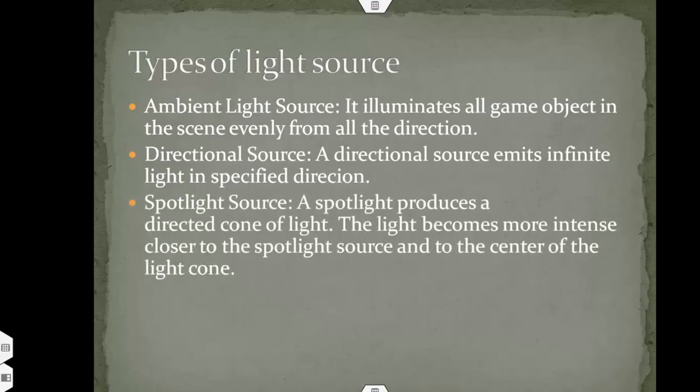The next is spotlight source. A spotlight produces a directed cone of light. The light becomes more intense closer to the spotlight source and to the center of the light cone. So we can assume a torch or any flashlight, which is nothing but a spotlight source. We can also assume, what is the example of directional source? Sunlight is a good example of directional source.